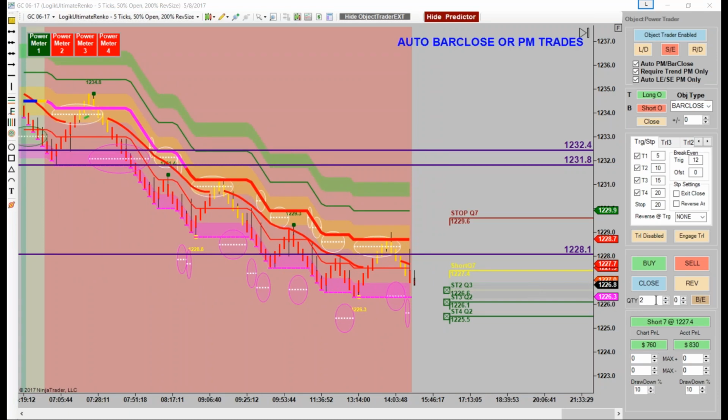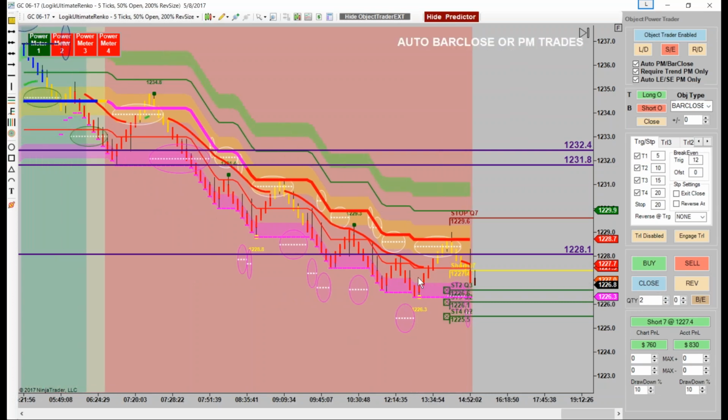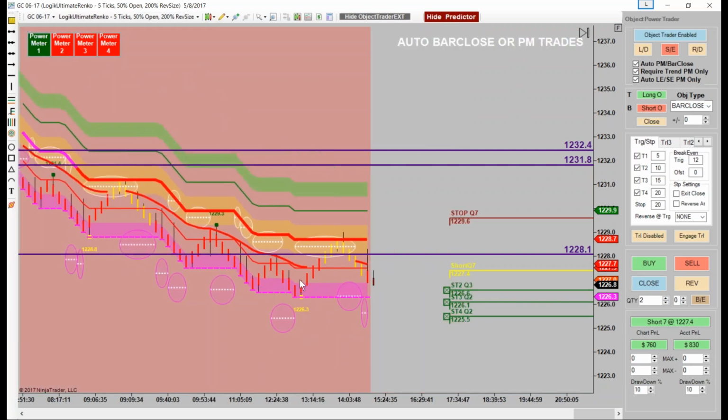I'd probably, since I'm up pretty nicely, hit close pretty quick, and it looks like we're paused now anyway. So anybody see how that could actually work for you? But what you would do, and I was trying to teach it rather than trade it, is if you get this monster move down like this, if you get a bar close back up, kill the trade.